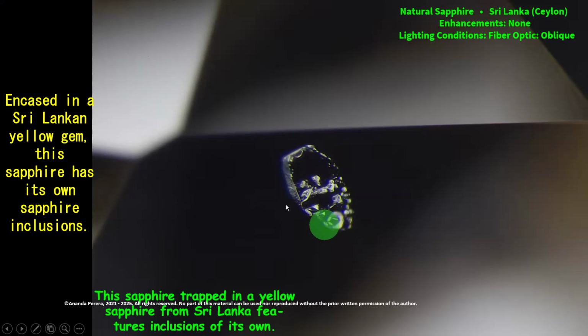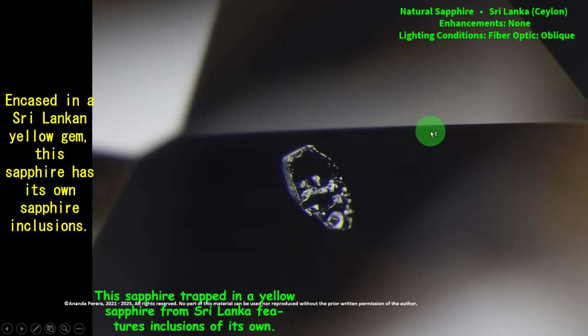Enclosed in the Sri Lankan yellow gem, this sapphire has its own sapphire inclusion. This is a sapphire inclusion inside the yellow sapphire. So, inside the gem, the same material saved as a birthmark. It is the special thing. It is also a sapphire crystal.